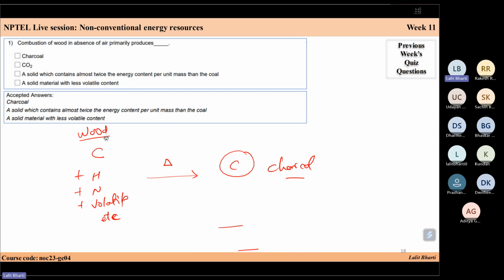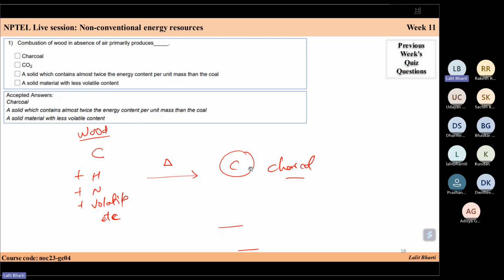So basically, burning of wood involves different elements. It can be hydrogen, nitrogen, because wood is organic, then some volatile elements. In the presence of oxygen, you get CO2. But in the absence of oxygen or air, if you heat it, everything will react and evaporate. Since there's no oxygen, you will not get CO2, and you will get a highly pure form of carbon, which is charcoal.